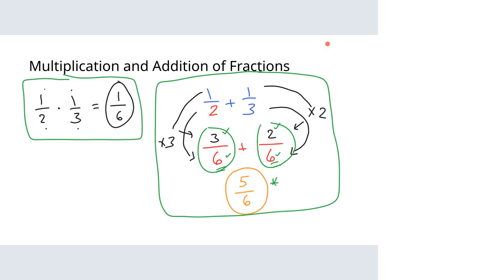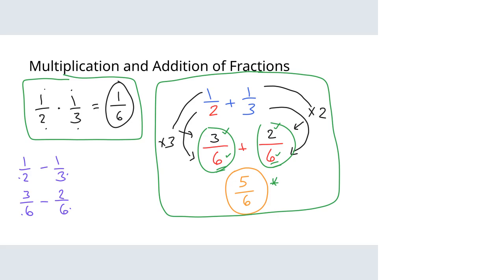Subtraction of fractions works the same way. If we wanted to do 1/2 minus 1/3, the same rule holds. We're going to have to get a common denominator before we can subtract. Here again, we're going to rewrite these as equivalent fractions with 6 as our denominator. If we multiply the denominator by 3, we have to multiply the numerator by 3. If we multiply the denominator by 2, we have to multiply the numerator by 2.